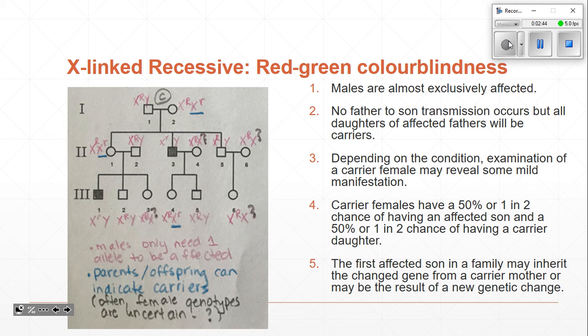Now the last point is a point of interest here, really. The first affected son in a family might have inherited the gene from a carrier mother, or it might be the result of a mutation, and that's something you have to keep in mind. Sometimes the first time a trait shows up, it's because it's actually been hiding in that family's genetic code for a long time, but no one had the right combination until then. Other times, though, it's because a mutation happened in that particular individual to cause that particular trait.